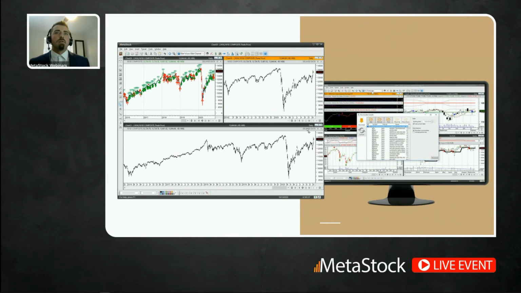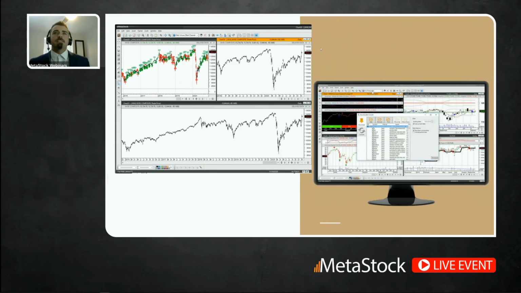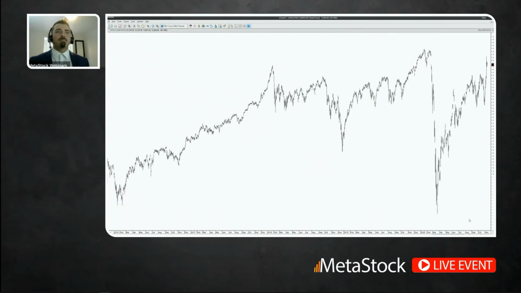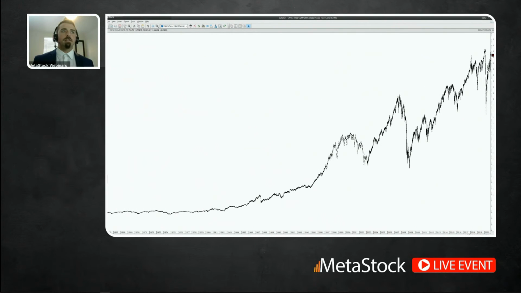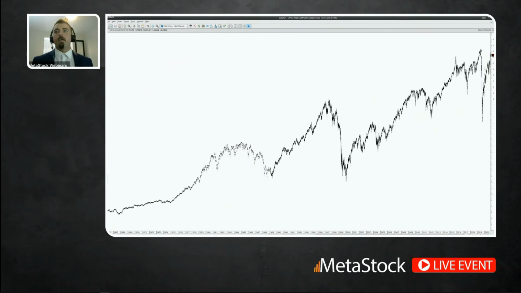Oh, I opened the wrong one. Sorry, guys. All right, back into our chart here. There's the one that I opened up that has more historical data, just so we can get a wider view. You can see this goes back to 1965 here.